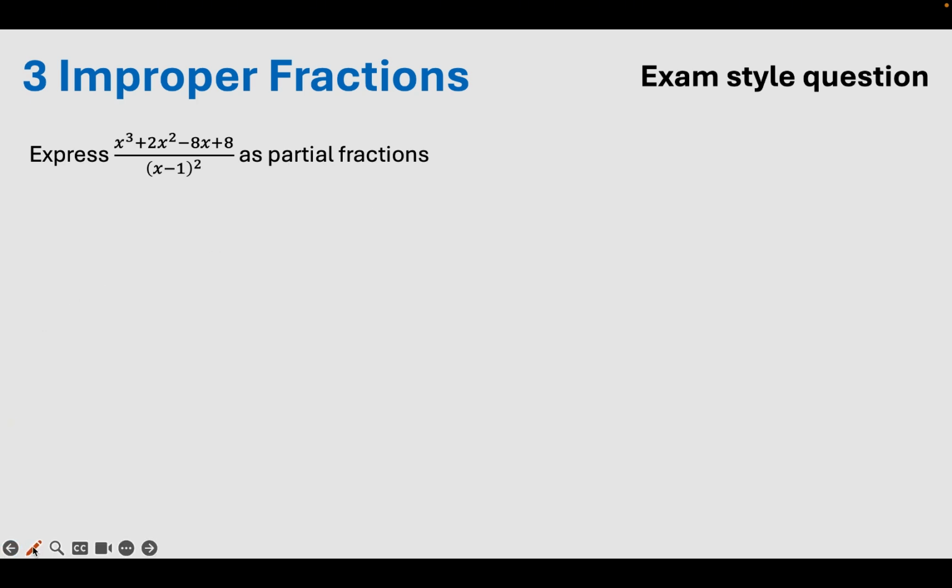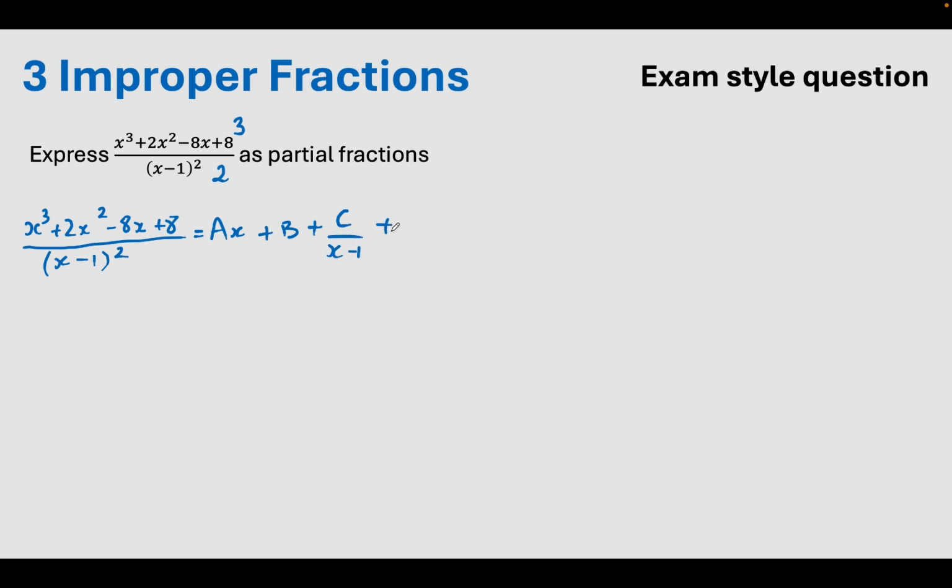Okay, right, on to the last one now. Now, this one has got a couple of things going on. So first of all, let's notice the degree of the numerator is 3 and the denominator would be 2. So, when I expand this out, the first thing I have to notice is that I'm going to have my linear term, so I'll get ax plus b. Now, this is a repeated factor, so I'll get c over x minus 1, and then I'll also get d over x minus 1 squared.